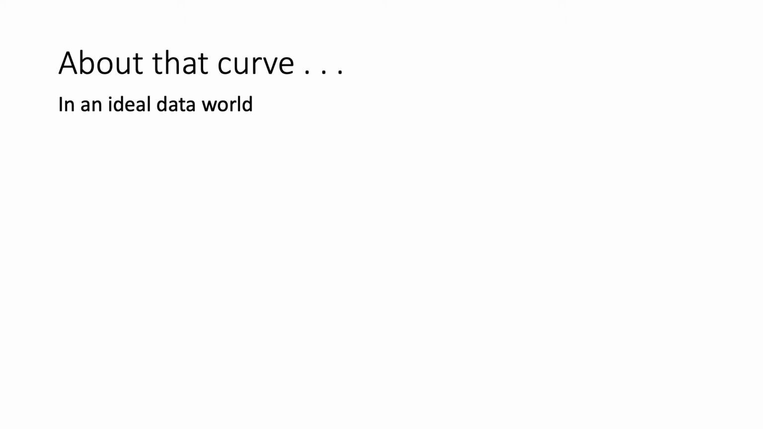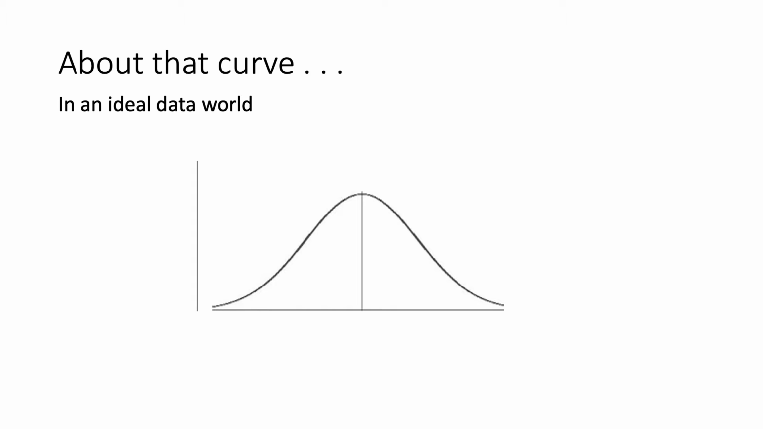We talk about a curve when we're talking about normal distribution. And that means that in an ideal world, which doesn't exist, your data is going to take on the shape of this curve that we call the bell curve. Across the x-axis, you'd have your scores, and on the y-axis, you're going to be counting how many of each of those scores. And your data will take this shape.